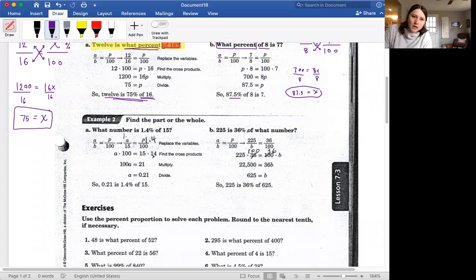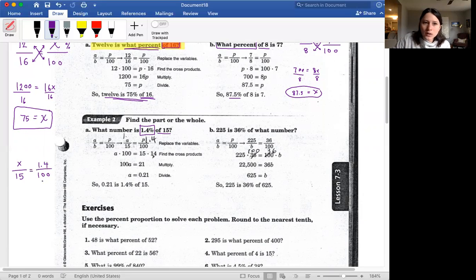Okay, so let's do example 2. What number is 1.4% of 15? Okay, so I'm given the percent this time, which means I would put this 1.4 out of 100 as my ratio here. And then it says "of 15," which means I have the denominator, I have the "of" part, but I'm missing the "out of" part. I don't have the number out of 15. So now I've filled in all my parts.